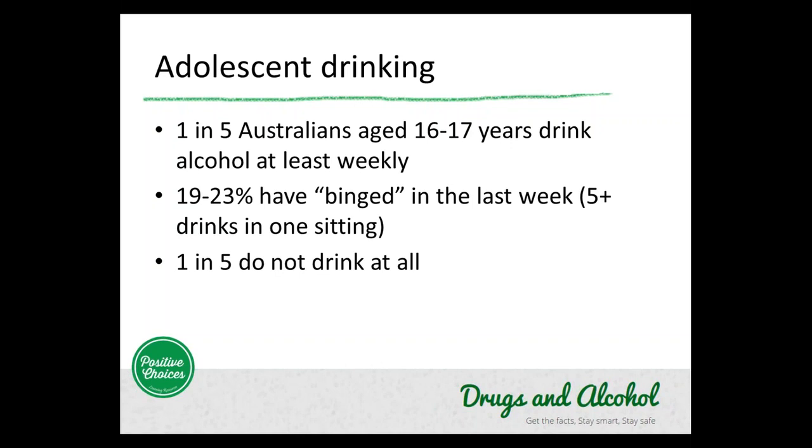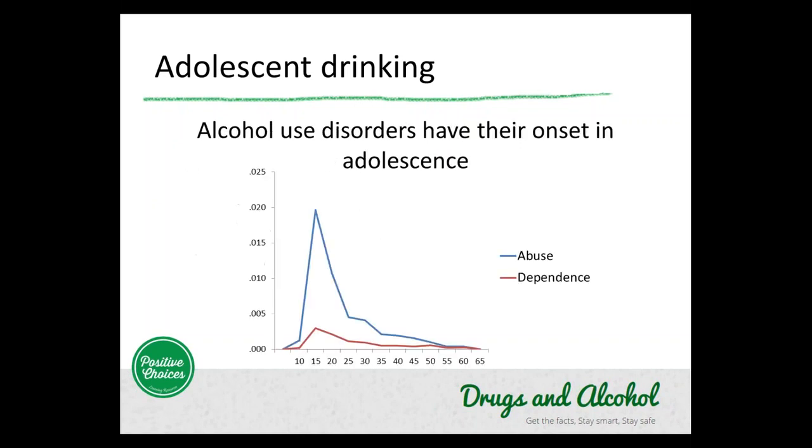So the onset of alcohol use happens during adolescence. We also know that the onset of problematic use has its onset in adolescence. So what we see there is that the peak onset for alcohol abuse and alcohol dependence occurs during the teenage years. So we're seeing the onset of adolescent drinking, and we're also seeing the onset of problematic adolescent drinking.